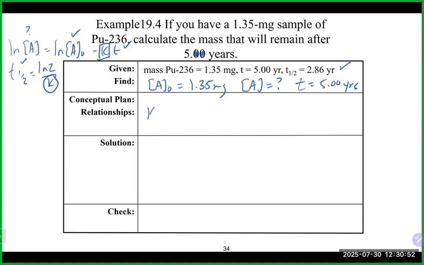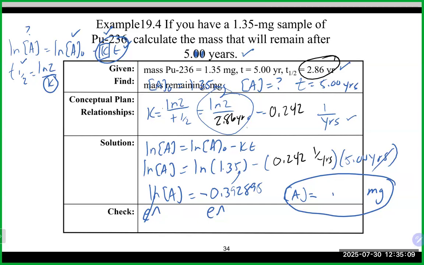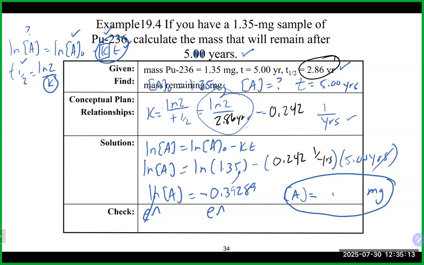I'm going to rearrange the half-life equation to solve for the decay constant, which is k is equal to the natural log of 2 divided by the half-life. How about a 0.242? Seems better there. 0.242 here. And let's see what that does here. Probably makes it the right answer, which would be good. Let's try that here.